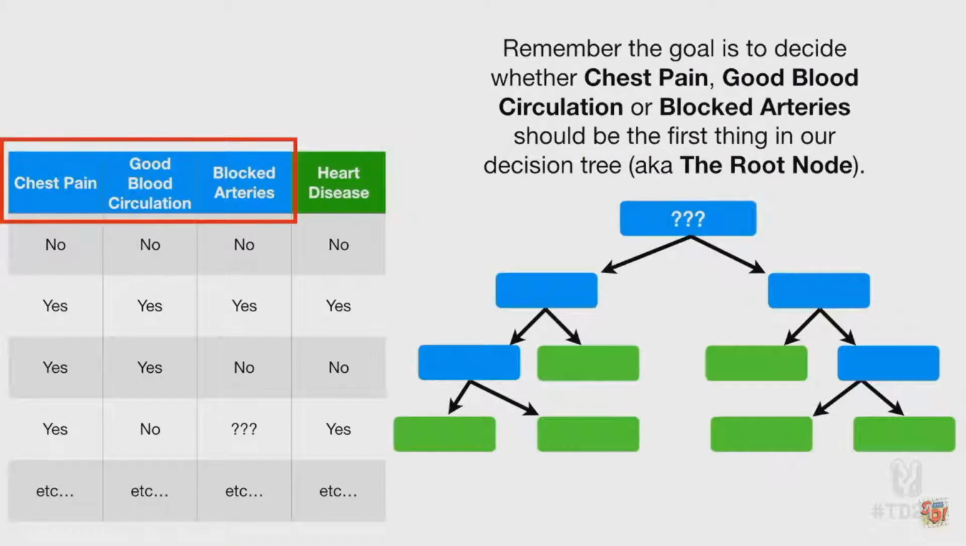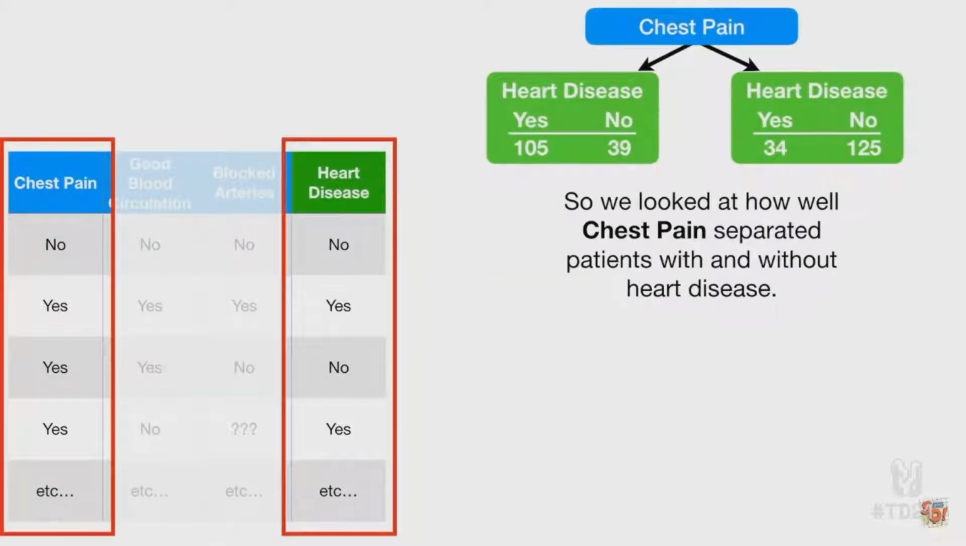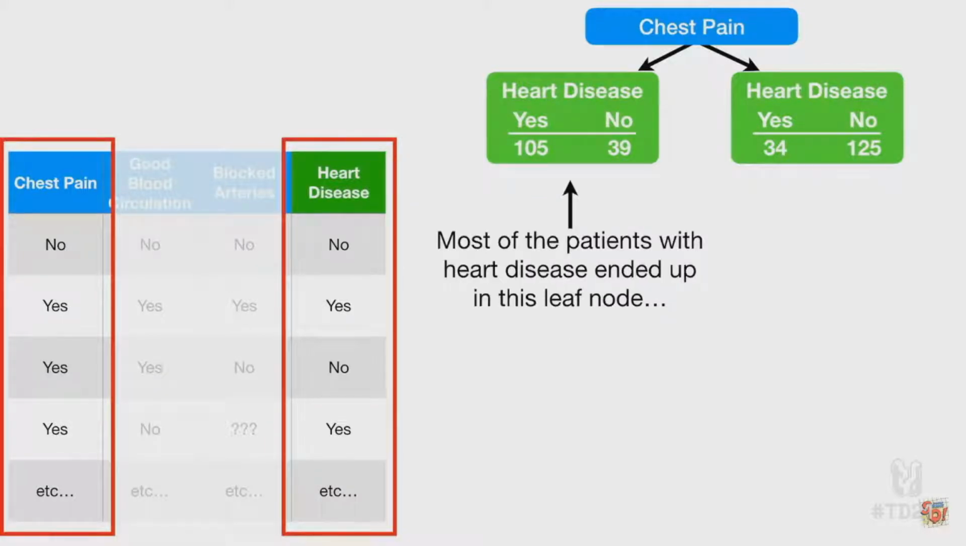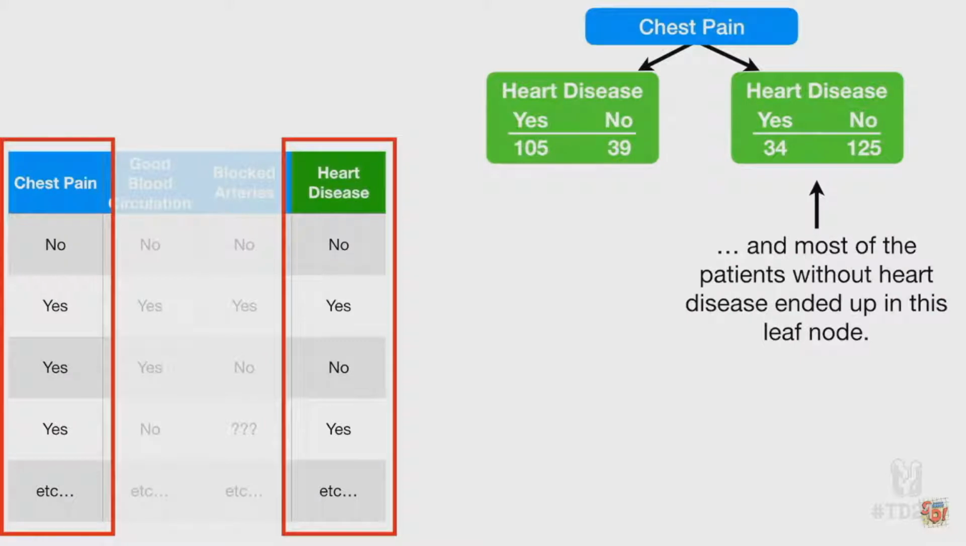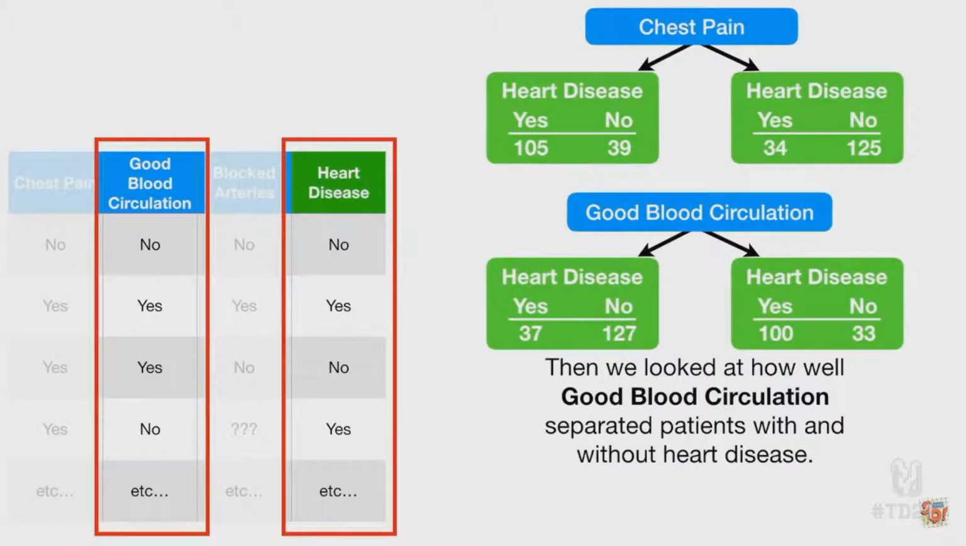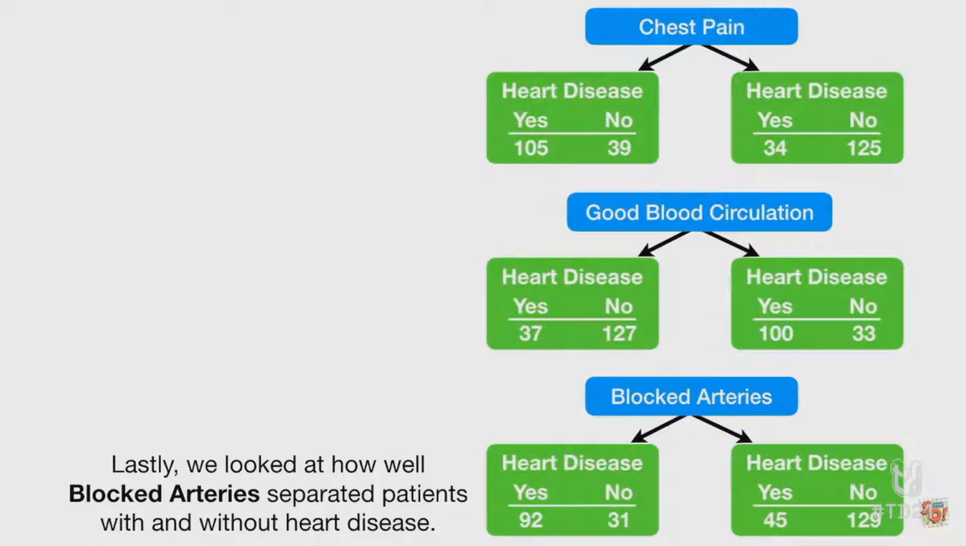Remember, the goal is to decide whether chest pain, good blood circulation, or blocked arteries should be the first thing in our decision tree, aka the root node. So we looked at how well chest pain separated patients with and without heart disease. It did okay, but wasn't perfect. Most of the patients with heart disease ended up in this leaf node. And most of the patients without heart disease ended up in this leaf node. Then we looked at how well good blood circulation separated patients with and without heart disease. It wasn't perfect either. Lastly, we looked at how well blocked arteries separated patients with and without heart disease.